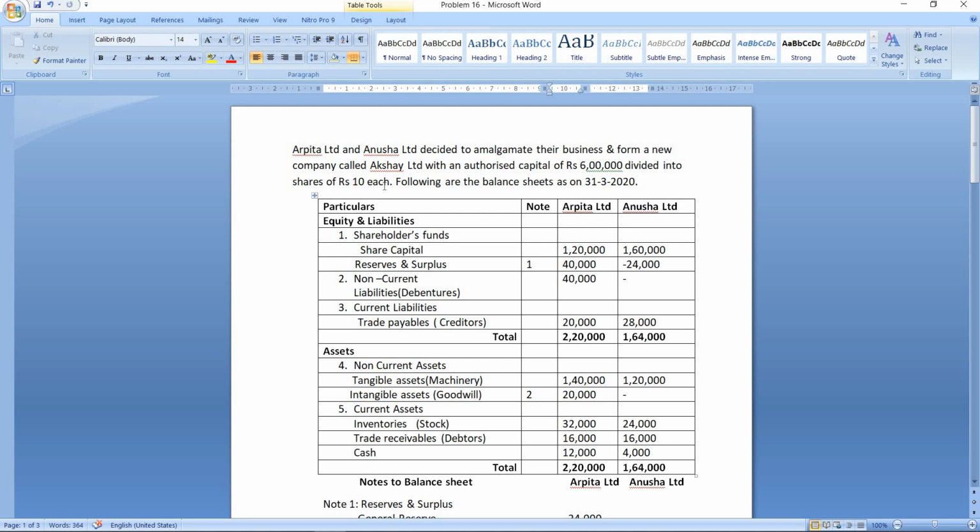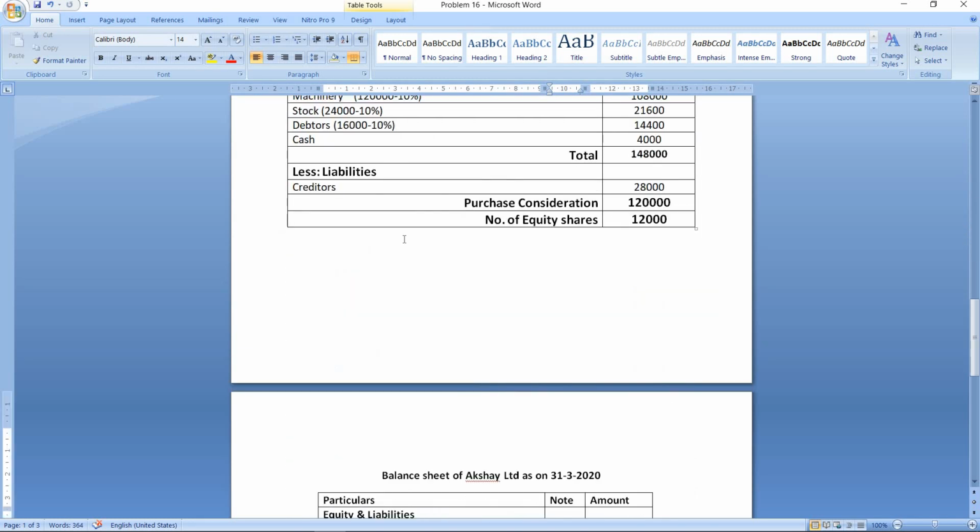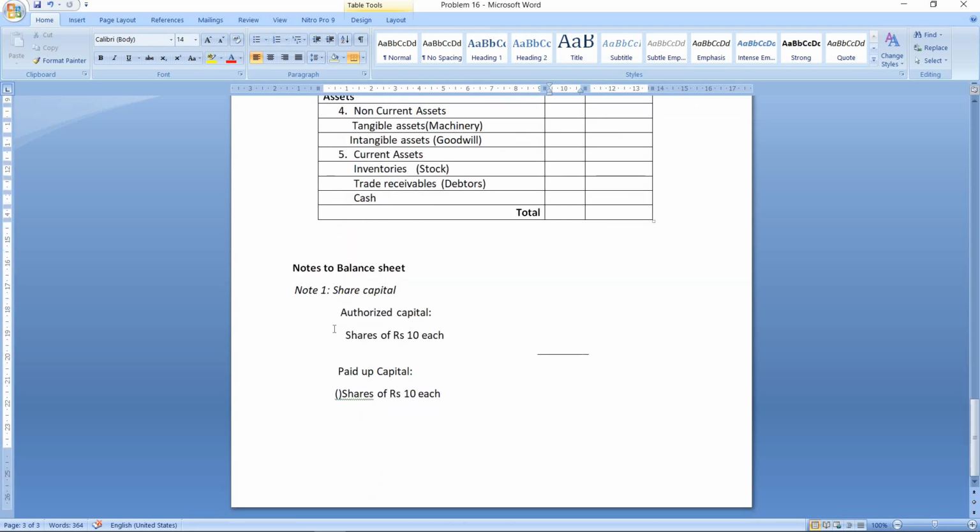So 6 lakhs divided by 10, that will be 60,000 shares. So 60,000, we will write it here. That will be 60,000 shares of rupees 10 each. That means 6 lakhs is the paid. Okay, so this will not be shown in the balance sheet. It will be shown just in the note.